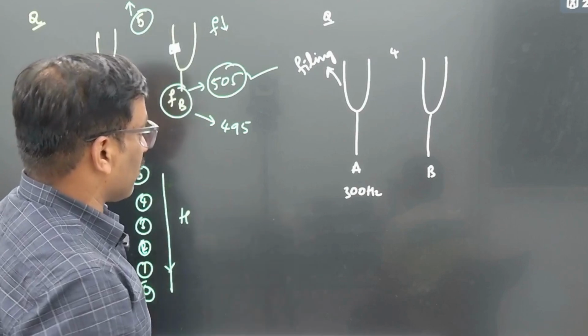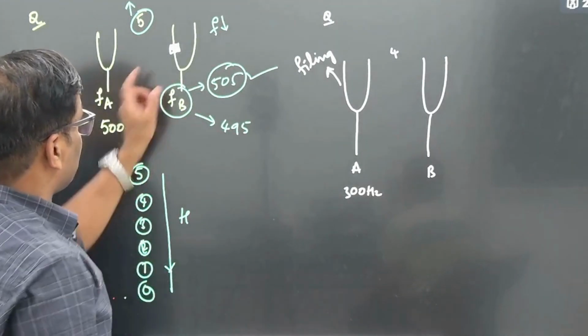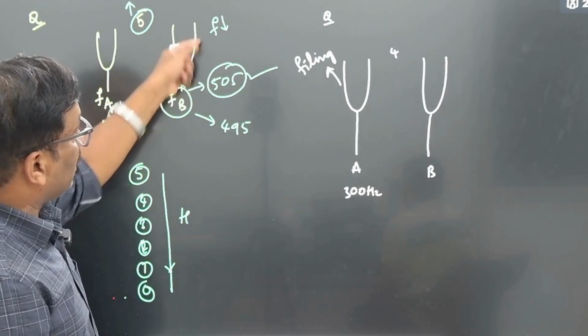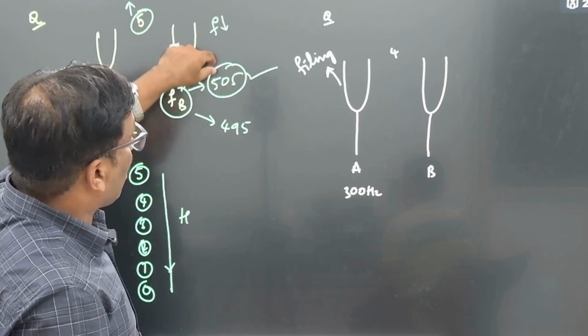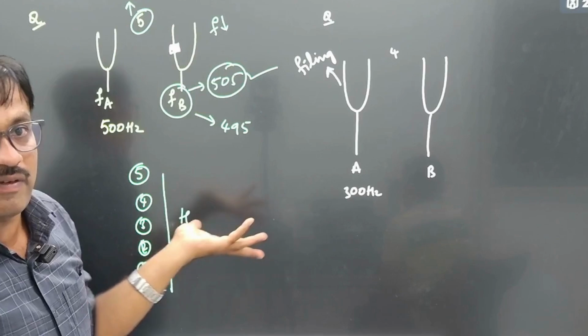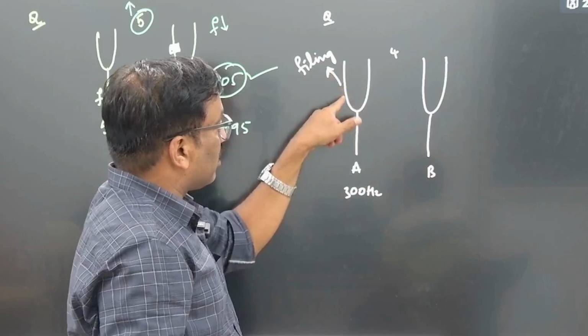Next, a similar question, slightly different. Here, adding wax means the frequency is decreasing. Whether you are decreasing the frequency or increasing it, however it will be the same. You are not doing anything now. Here, for this one, you are filing.